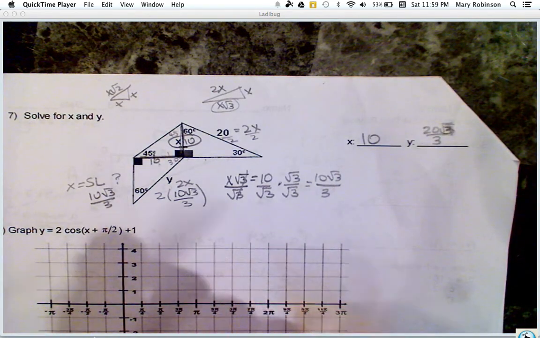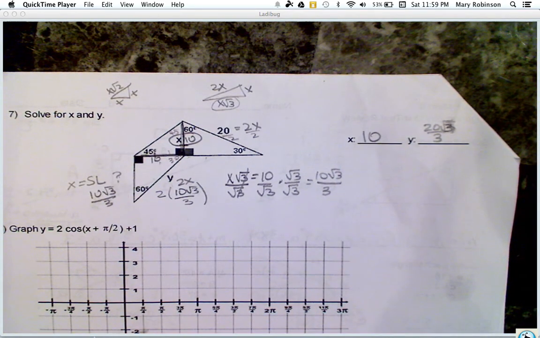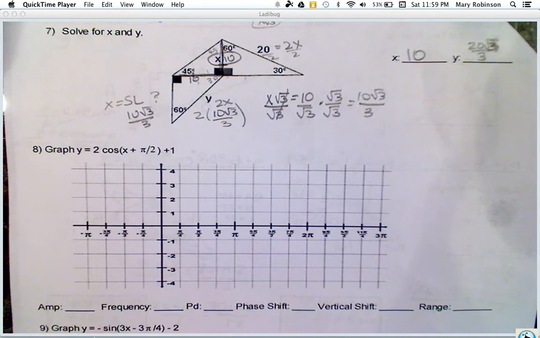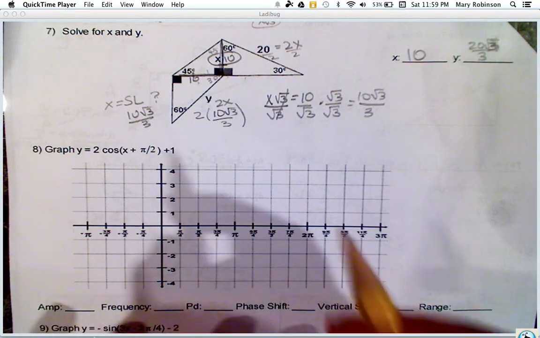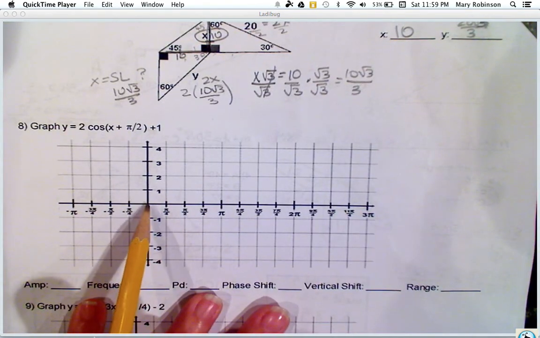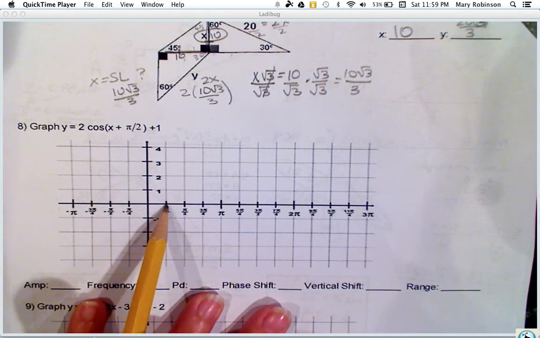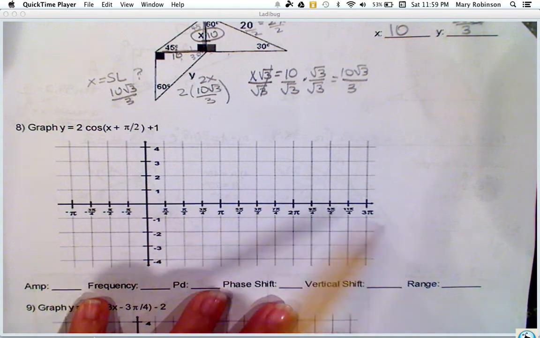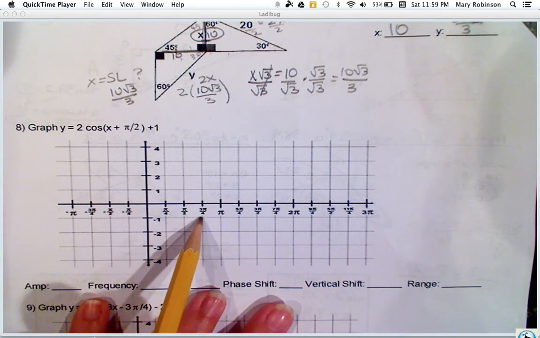All right. Moving on to the graph of this cosine function for number 8. We want to take a look at what we've got here on our graph. We've got our intervals on our x-axis marked in intervals of pi over 4.